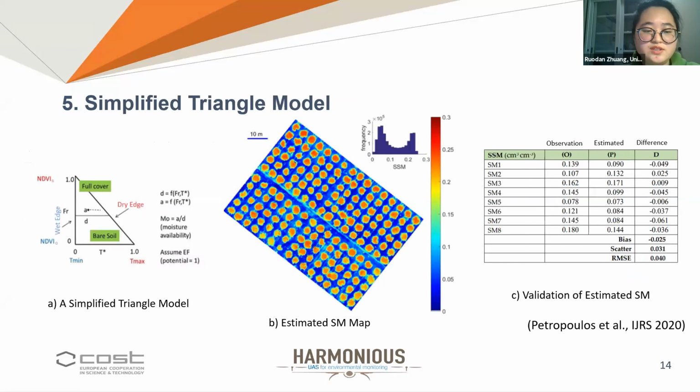The last method is a simplified triangle model. The example case over one site in Palermo is also a publication by Harmonious members. Figures B and C are the estimated soil moisture map and the validation results.